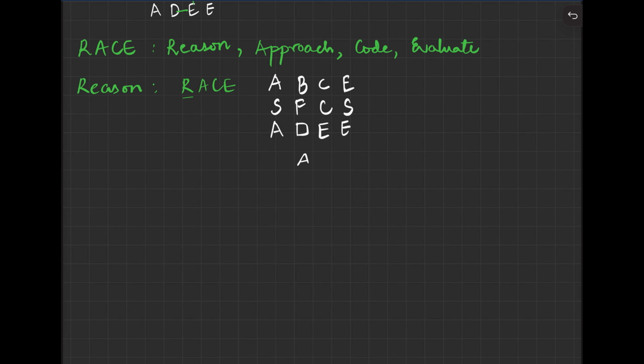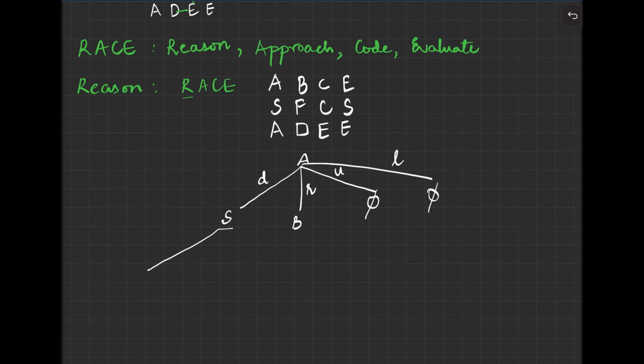Let's draw and understand this better. So given A, which is our starting point, either I can go down, which is S, or I can go to the right, which is B, or we can go up. In this case, it is nothing because we don't have anything on the top. Or we can go left. We do the same from S. Either I can go down, right, up, or left.